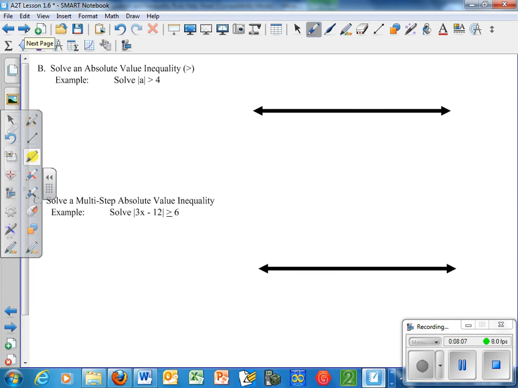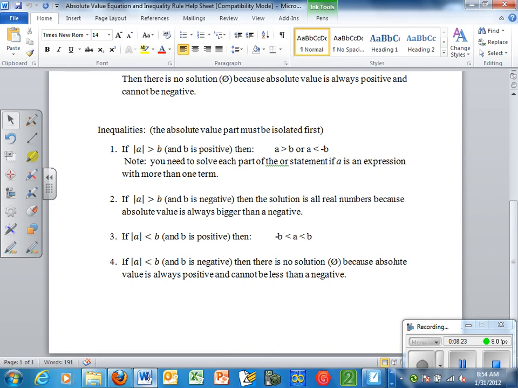Okay, now we're going to look at the other one. And if you look at your help sheet, this is where we have the absolute value is greater than some number. So we're following that. Notice the number in this case is 4, so it's a positive. So let's pull up that help sheet, or get your help sheet out again.